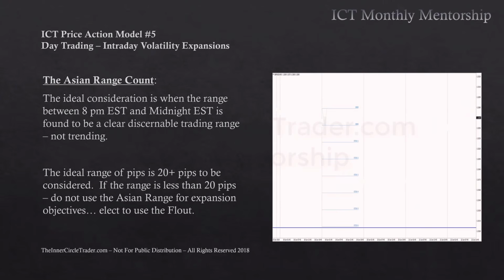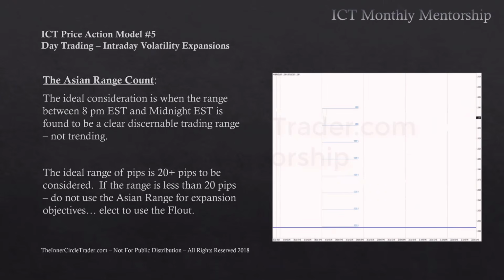The ideal range of pips is 20 plus pips to be considered. Okay, and I'll say that again. When using the Asian range, the ideal range of the Asian range for consideration is 20 pips or more.